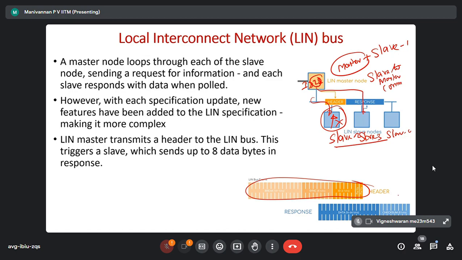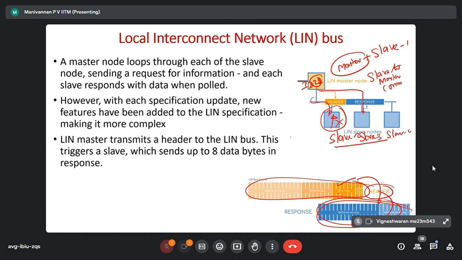Okay. The second one is master to slave, because the master itself is a slave. In slave to master, the master will send the ask for the data with a header and the slave responds. In the other one, master to master, the master will send the ask for data and he himself will respond because he has the data.